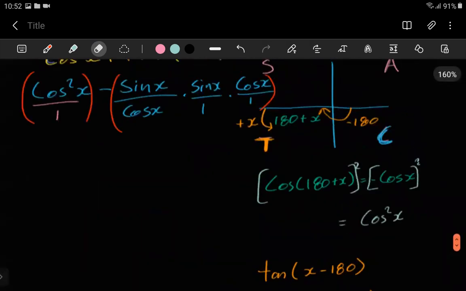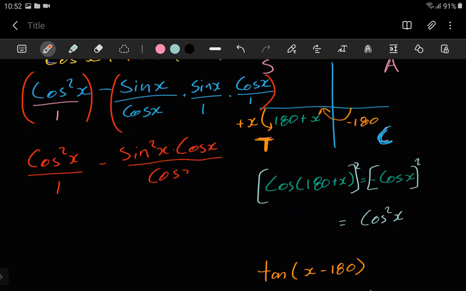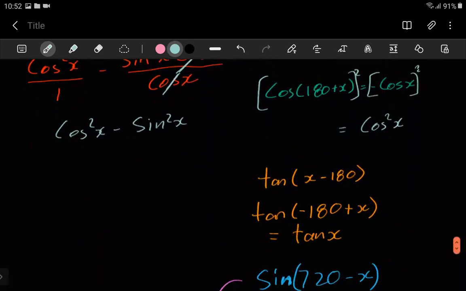So we can leave this the way it is, cos squared x. And then this one, we're going to have sine x times sine x, which is sine squared x, and then cos x, the whole thing here over cos x. This one can cancel that one. And then you're just going to have cos squared x minus sine squared x, which is then going to give you cos 2x.